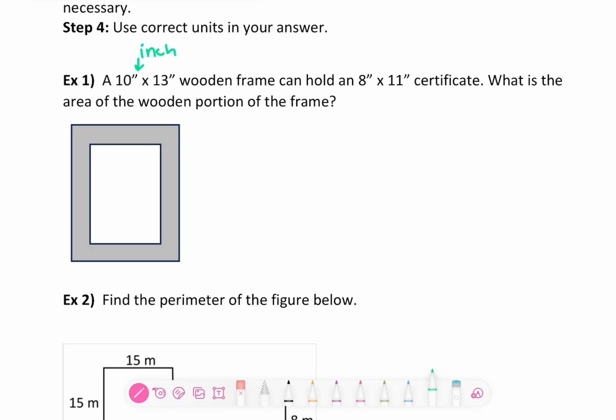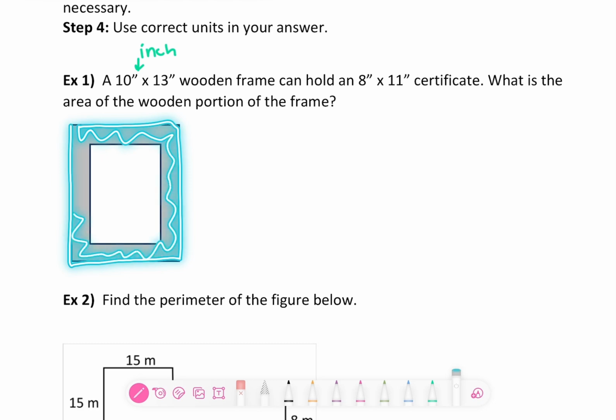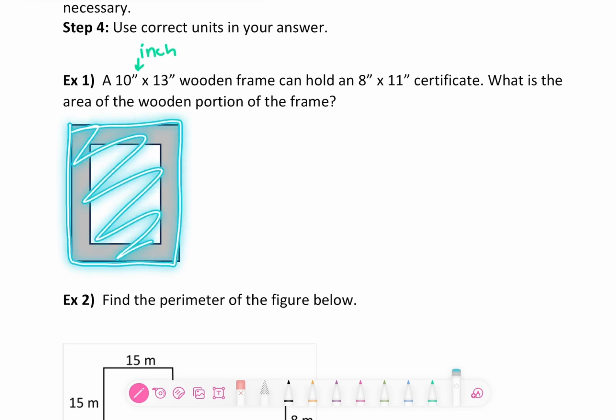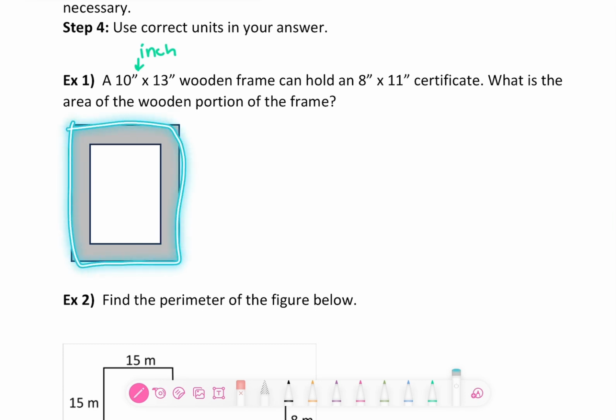So we have a wooden frame, and the wooden frame is going to be this part on the outside, all of this. That's our wooden frame. It says it holds a certificate, so this is where the certificate would be on the inside. And it wants the area of just the wooden portion. So basically, it wants the area of a rectangle, but not the whole thing. It wants the area of that rectangle, but without this part where the certificate goes.